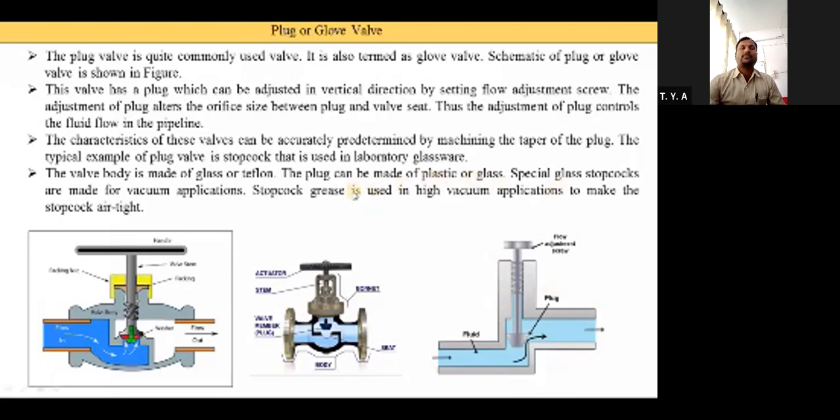Special glass stopcocks are made for vacuum applications. Means special glass is used when we need to use this plug or glow valve for vacuum applications. Stopcock grease is used in high vacuum applications to make the stopcock airtight.